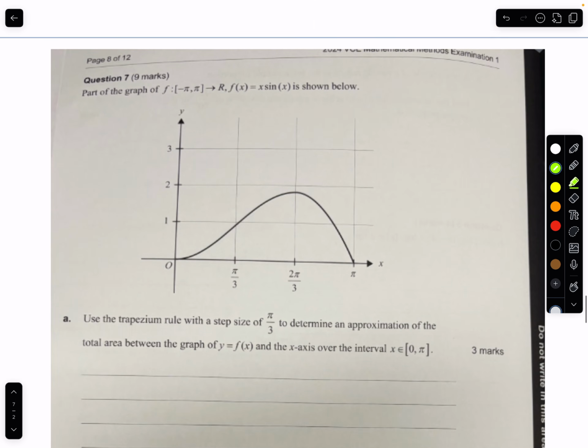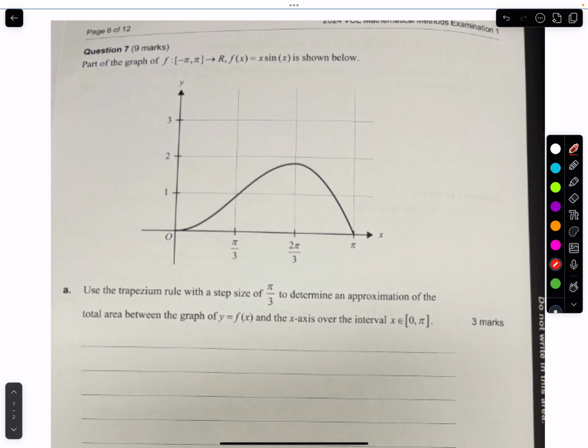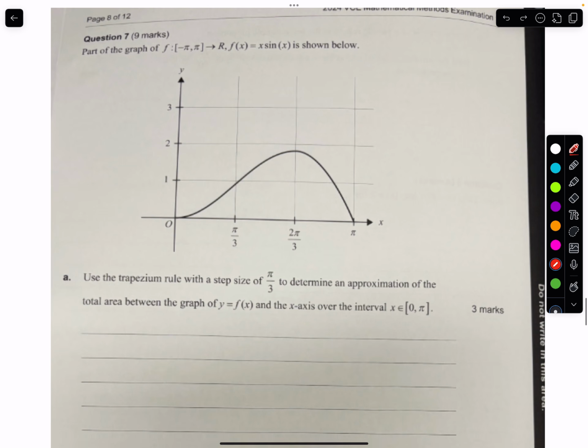All right, next question. Question 7, let's have a look at this. Part of the graph from negative pi to pi of f of x = x sine x is shown below. I'm kind of tweaking because it's saying negative pi to pi, but it's showing me 0 to pi. Could it be a mistake? Don't know. So x sine x, okay.